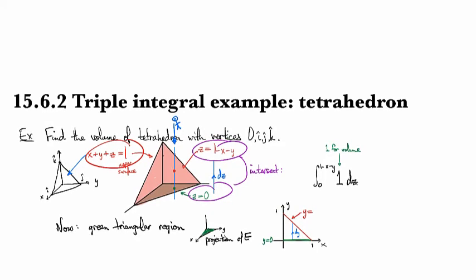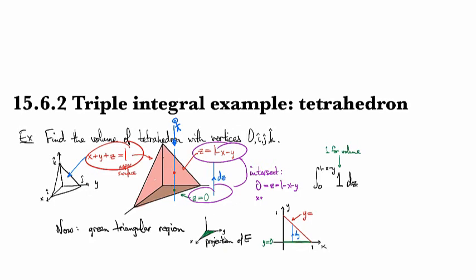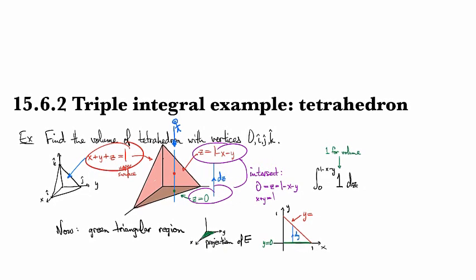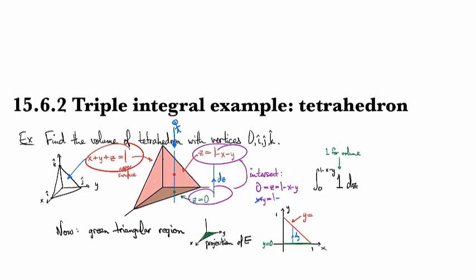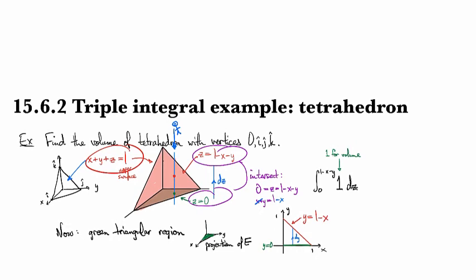So if both of those equations are true, then that means that 0 is equal to 1 minus x minus y. So x plus y is equal to 1. So that's my curve. And actually here I want to solve it for y, because I want it in the form y equals for a y integration. So it's 1 minus x.